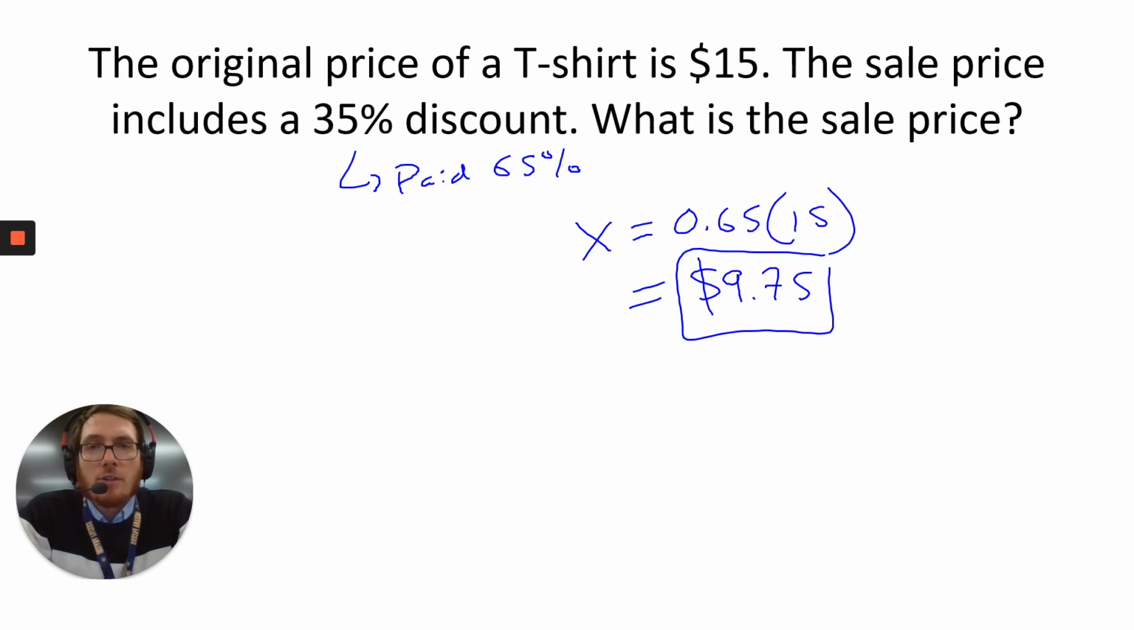Original price of the t-shirt, $15. Okay, 35% off. Remember, you want to work backwards. I don't want 35% off. I want to know percent paid. Think about the health bar. Whole thing is 100%. 35% off leaves me with 65%. I take 65% of the original price, which is $15, and I get $9.75.